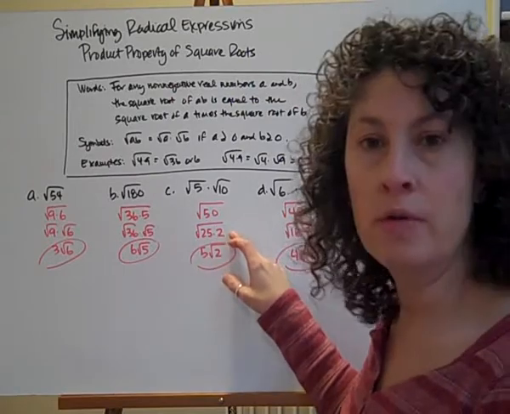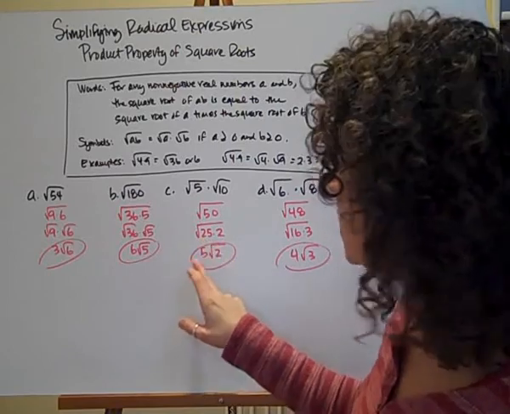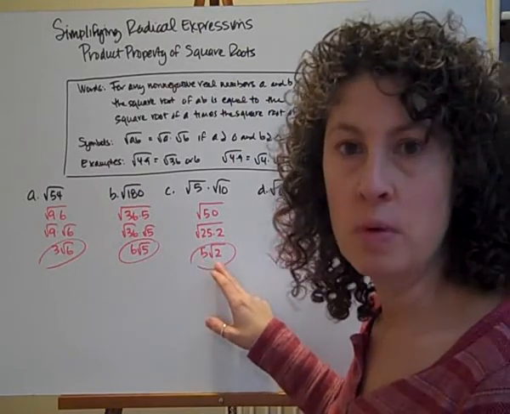Now I'm going to try to take out any perfect squares I can. The largest perfect square is 25. Square root of 25 is 5, so I can pull a 5 out of there, and I end up with 5 times the square root of 2.